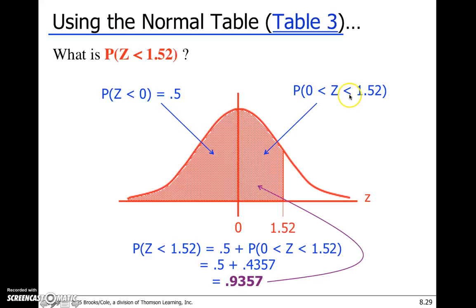The probability z is less than 1.52. That is the area here I'm touching. That is 0.4357, added to this area, which is 0.5, the area totally to the left of 0, the other half of the distribution. Remember, the whole area is 1. So you add 0.4357 to 0.5 to give you the total shaded area in red, which is 0.9357.